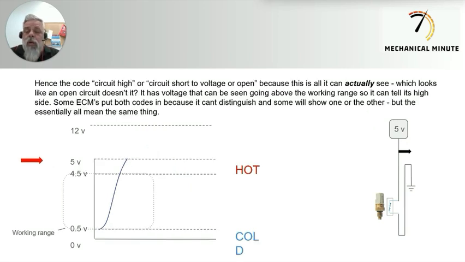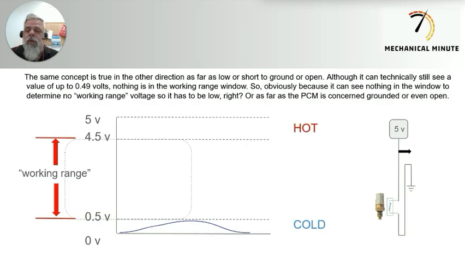Hence the code circuit high, or circuit short to voltage or open, because in this picture you can see this is what it actually sees, and it just sees it climb outside that 5-volt window, which looks like an open circuit, right? It has voltage that can be seen going above the working range, so it can tell it's on the high side. The ECM puts both codes in because it can't distinguish the difference. Some will show one or the other, but essentially they all mean the same thing. It's just outside that working range.